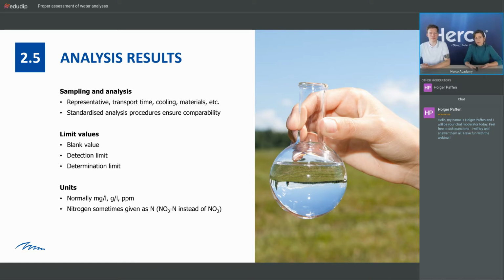If it's high, could be gram per liter. If it's very low, microgram per liter. Or ppm as the equivalent of milligram per liter, which is, I think, more common in the English-speaking countries.